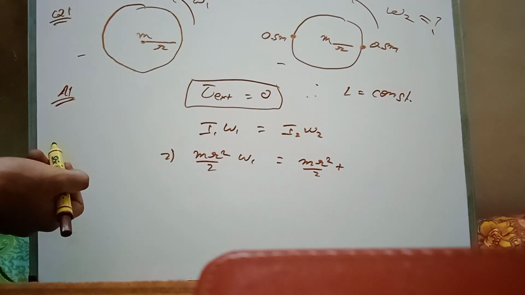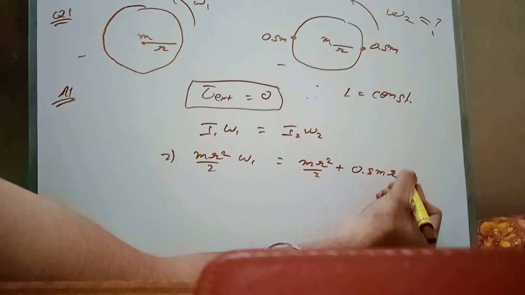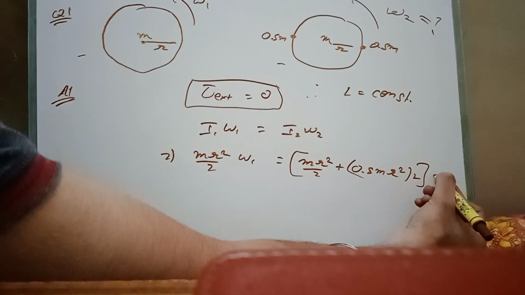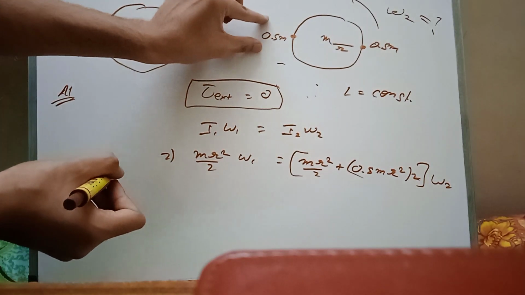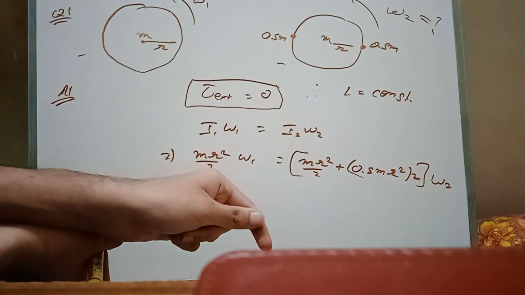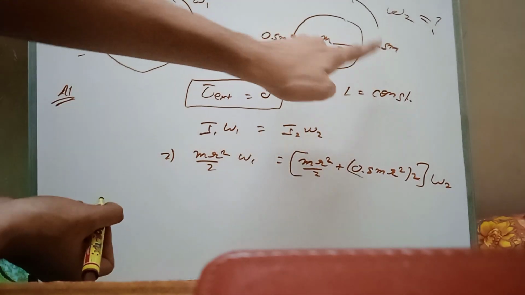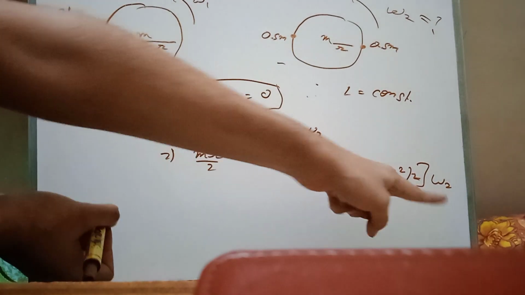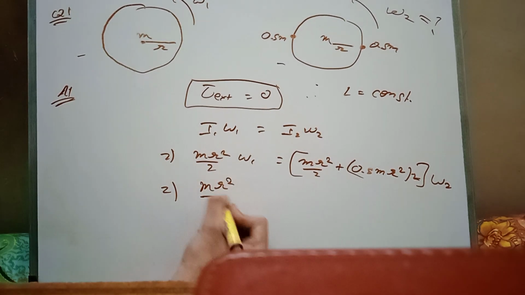So, 0.5 m r square, whole twice. I hope you understand what I have written just now. 0.5 m is the mass, into the perpendicular distance from the axis of rotation, squared, and there are two masses, so multiplied by 2. The whole system is moving with angular velocity omega 2. So mr square by 2 omega 1.